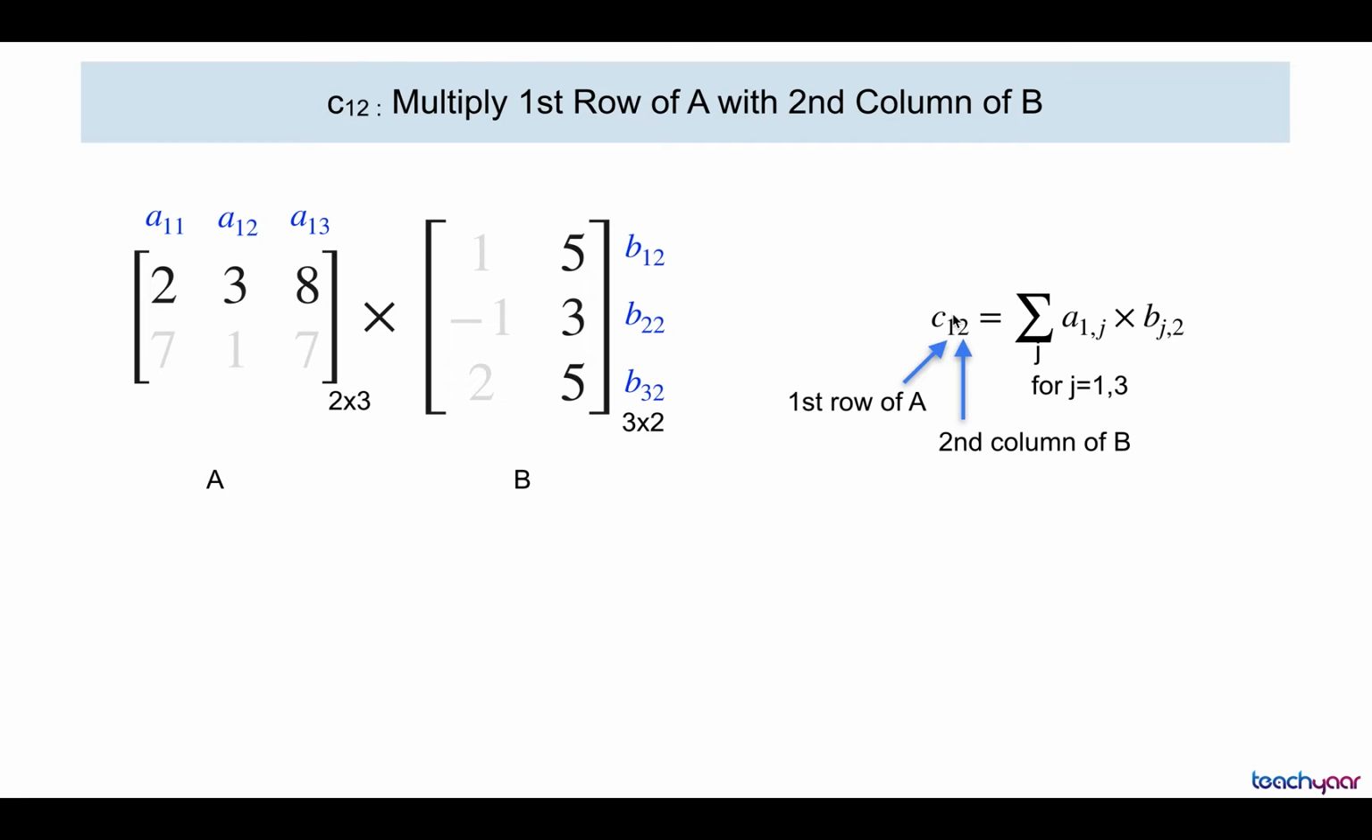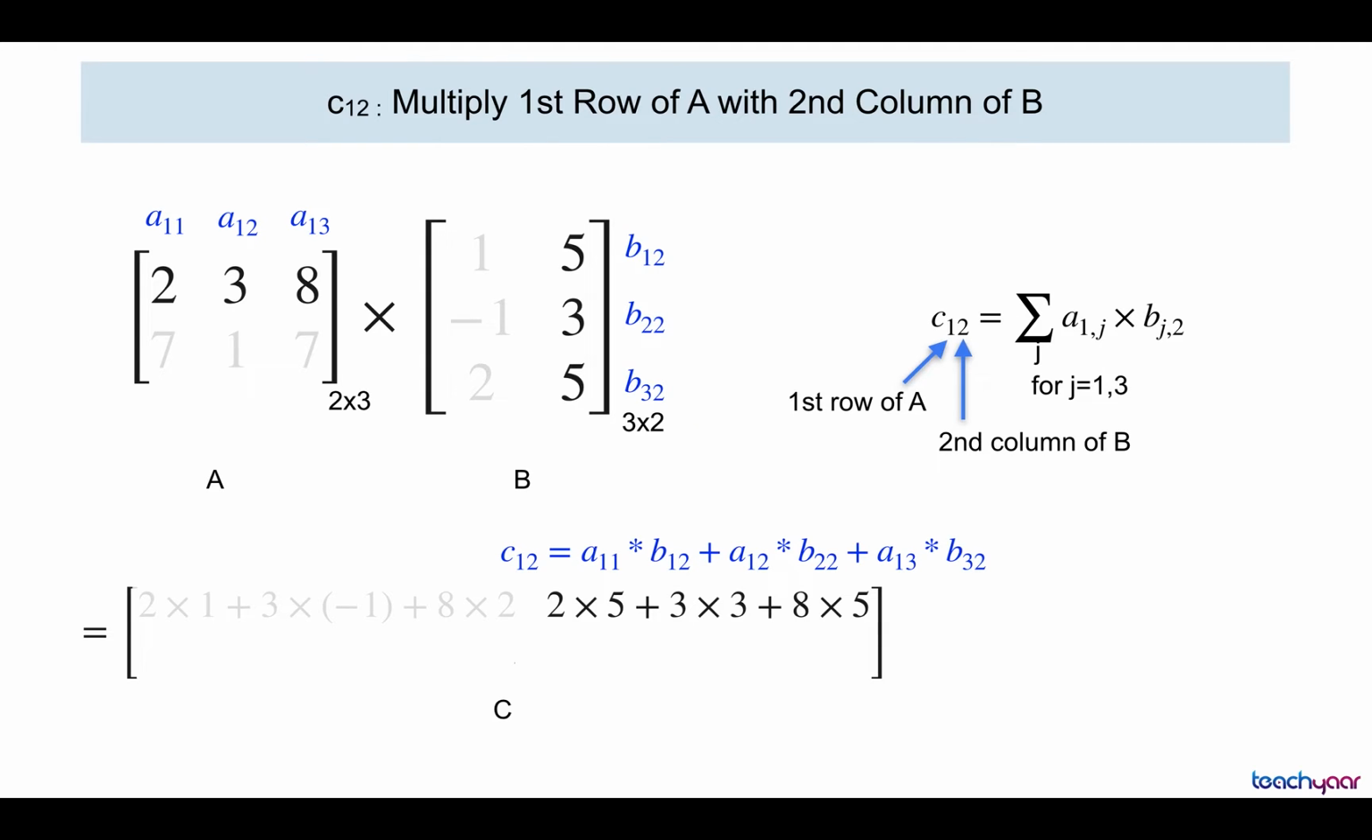So C12, what do you do? The row index of C that you want is 1, so you take the first row of A. The column index of C that you want is 2, so you take the second column of B and you multiply the corresponding elements and add them. So what happens there? You take A11 times B12. That's this.